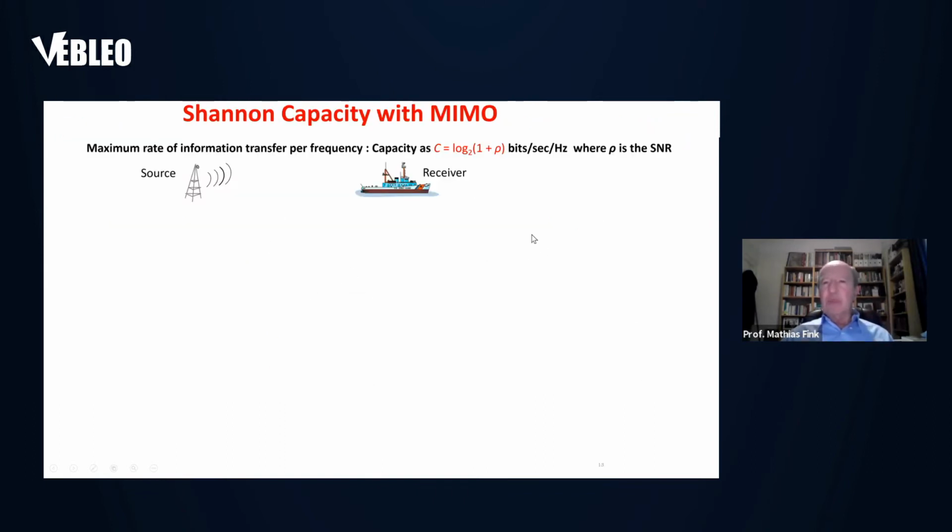Now you have a concept which is quite important. It is the concept of Shannon capacity, which tells you the maximum rate of information that you can transfer per frequency. You know this very nice theorem of Shannon that tells you, if you have one source and one receiver, the capacity, that tells you how many bits per second and per hertz you can send in an optimal way without error, is given by this formula where rho is the signal to noise ratio.